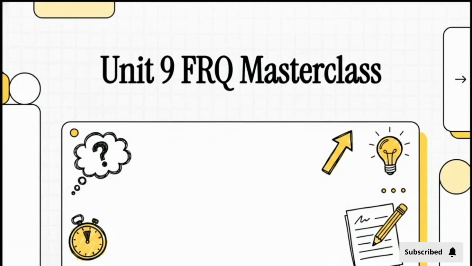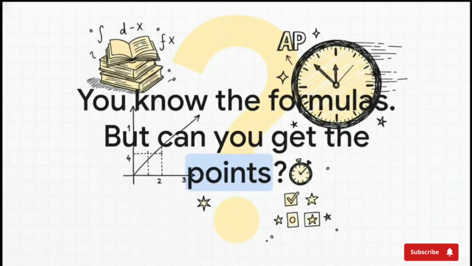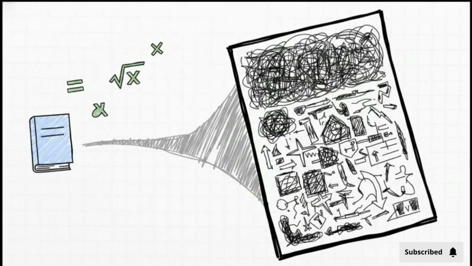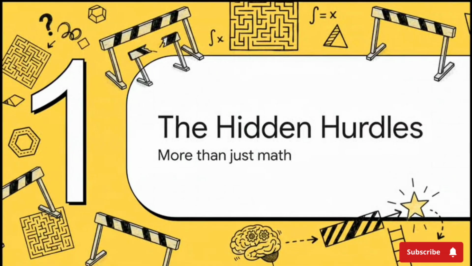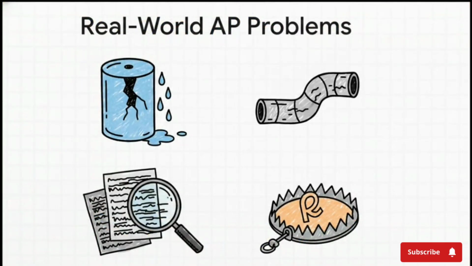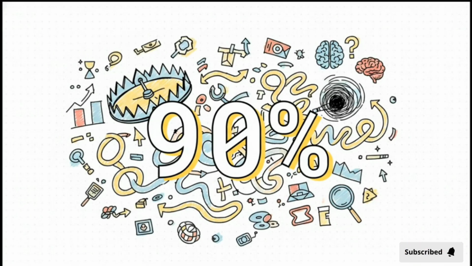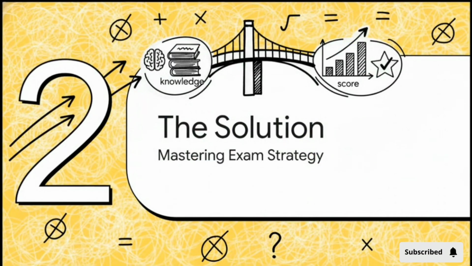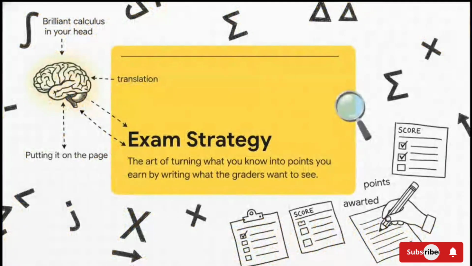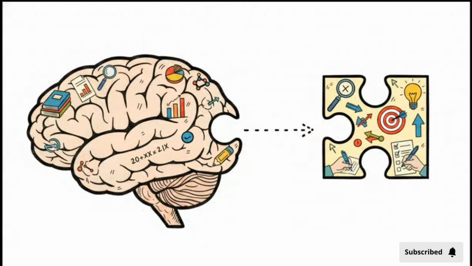You have watched the lectures, you have seen the formulas, but can you get the points? Welcome to Unit 9 FRQ Masterclass. Today we aren't just doing maths, we are doing exam strategy. I am walking you through real world AP style problems from leaking tanks to variable width pipes. I'll show you how to write those paragraph-length justifications that graders love and how to avoid the density trap that catches 90% of students.